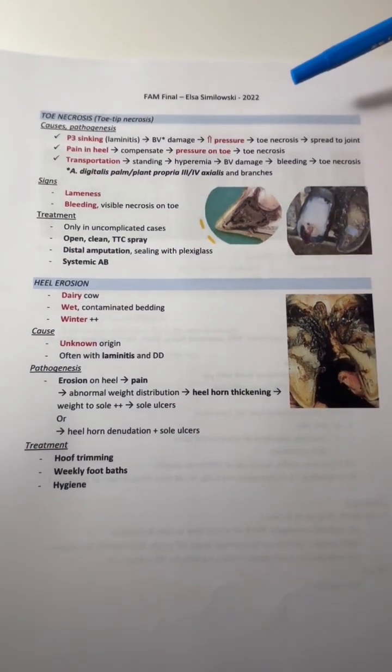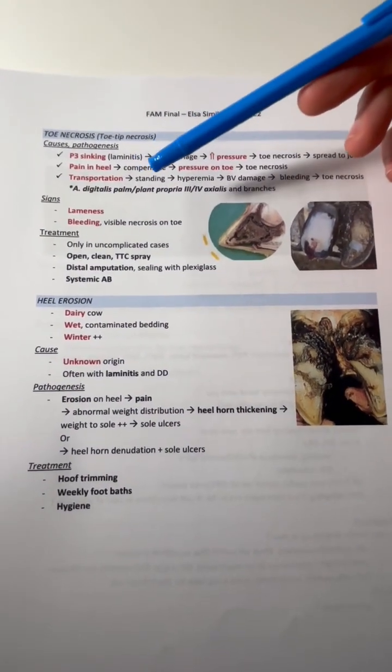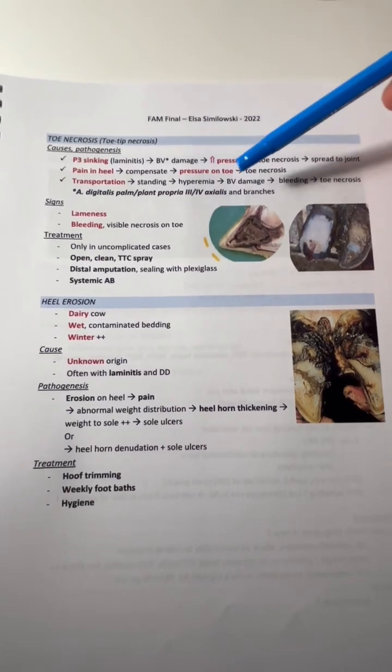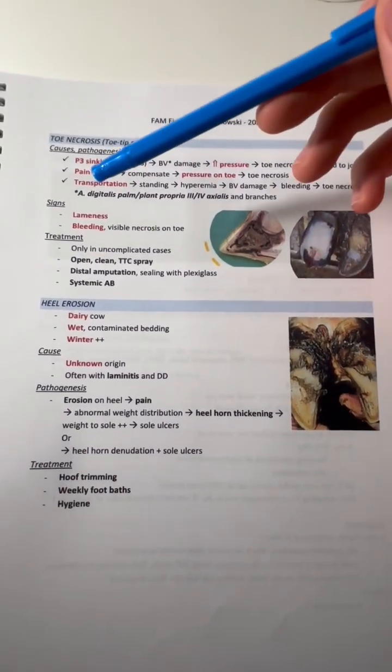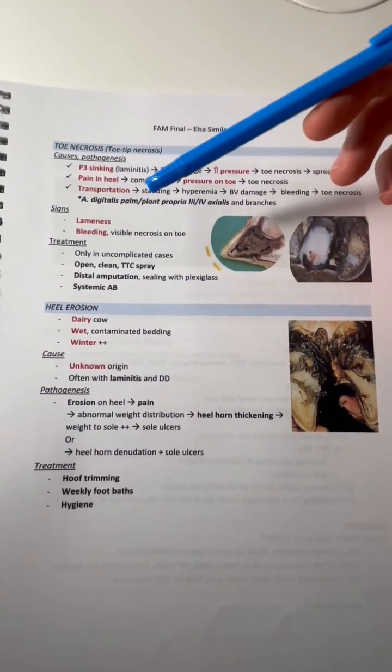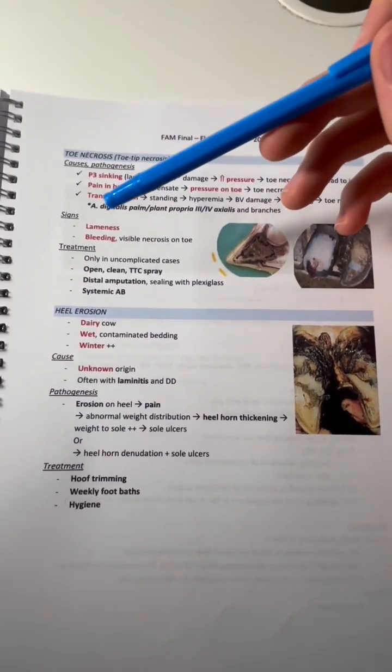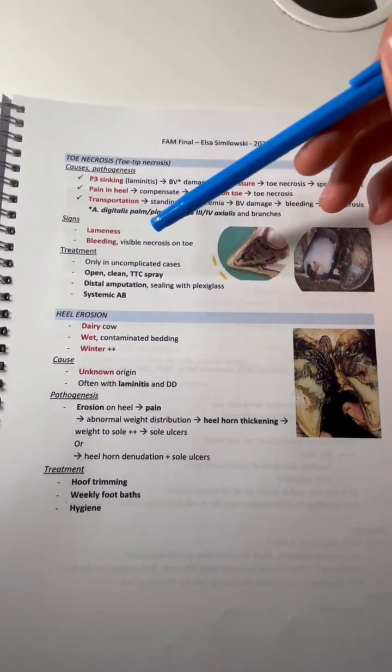It can also happen during transport. If they're standing for a very long time, they can get hyperemia, which causes blood vessel damage, which can lead to bleeding and toe necrosis. The blood vessels involved are the arteria digitalis palmaris and plantaris. For the clinical signs, we can see bleeding and lameness, and visible necrosis on the toe.